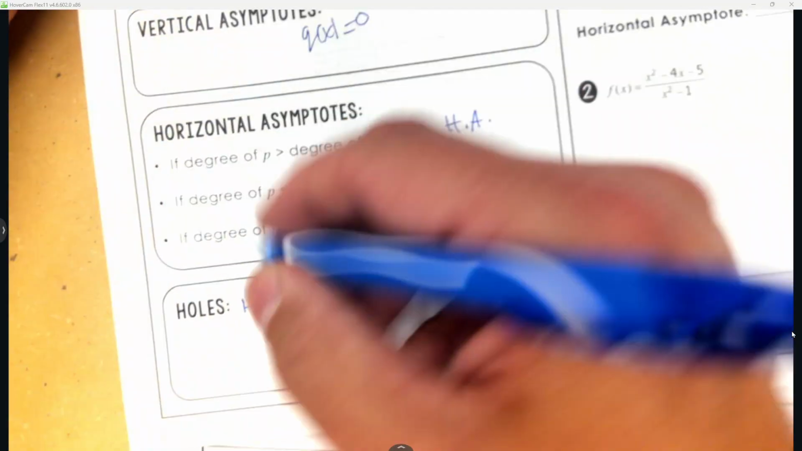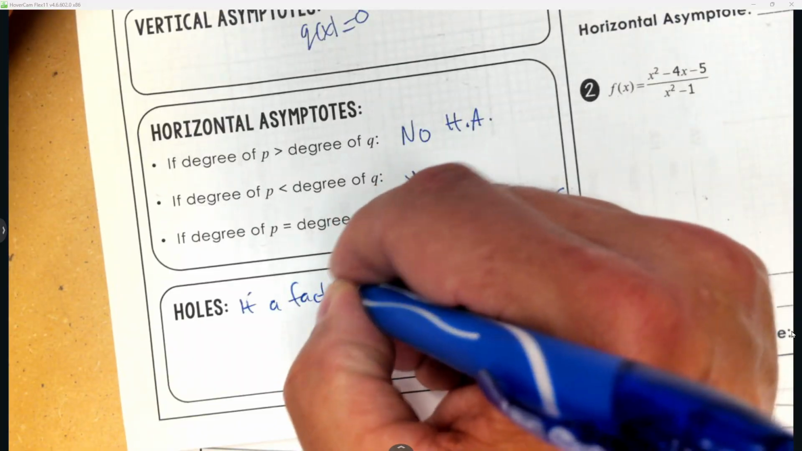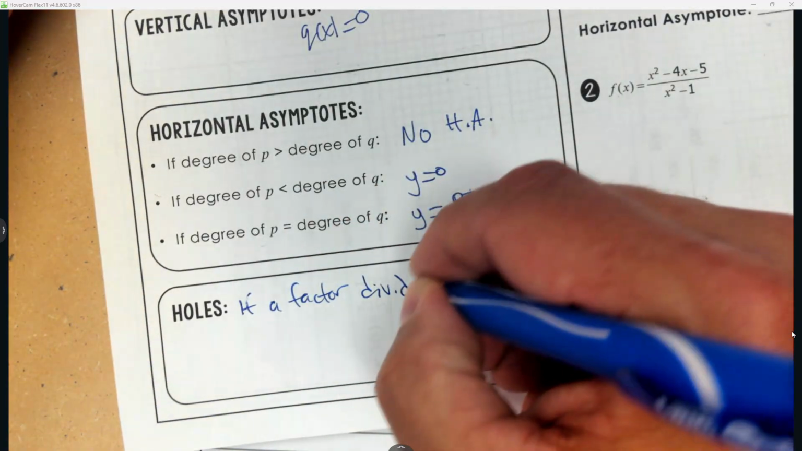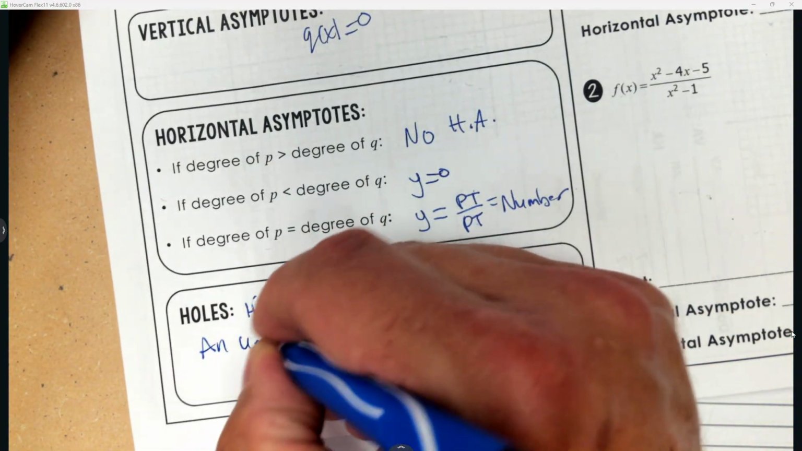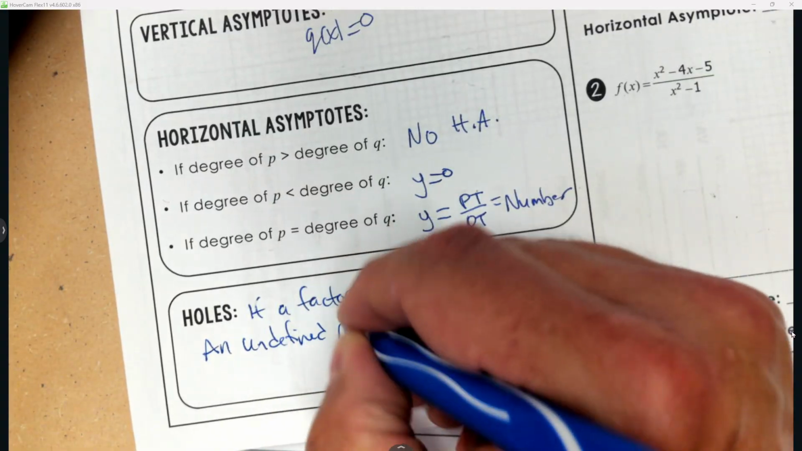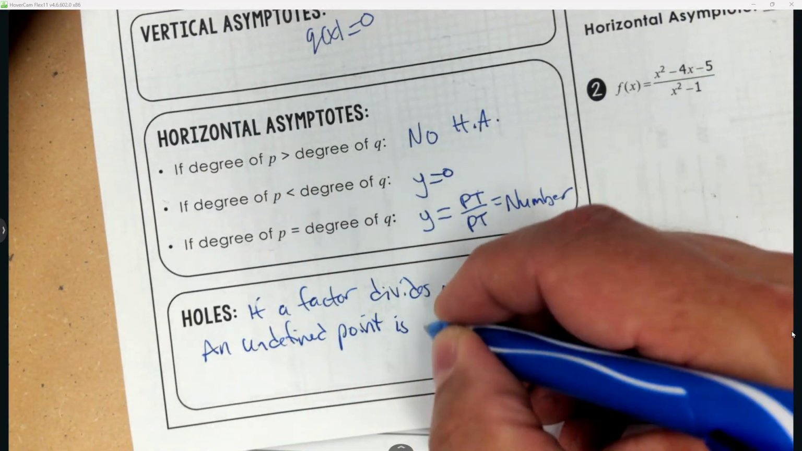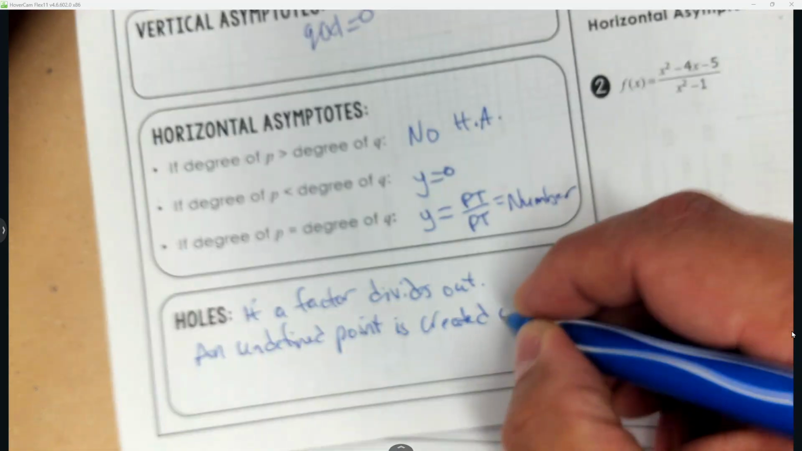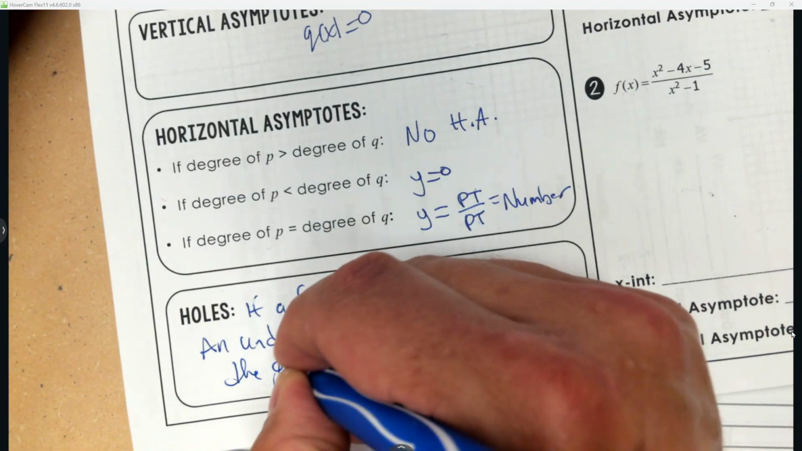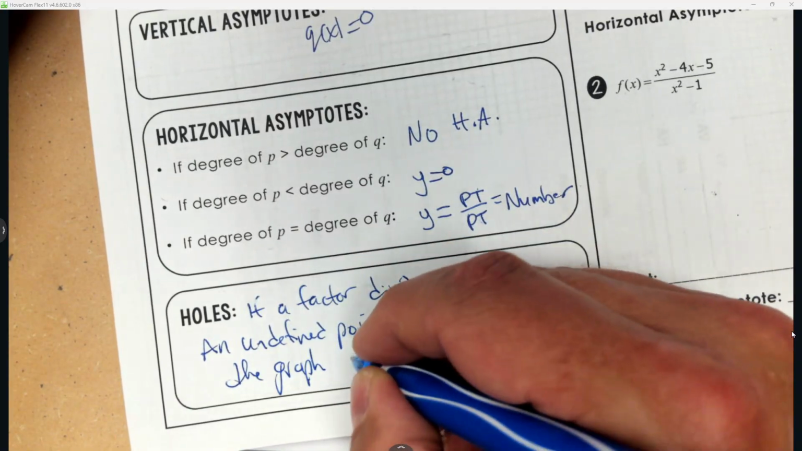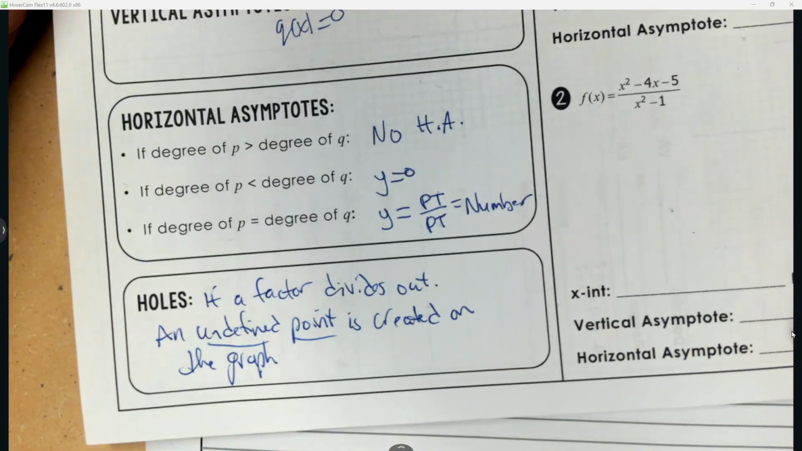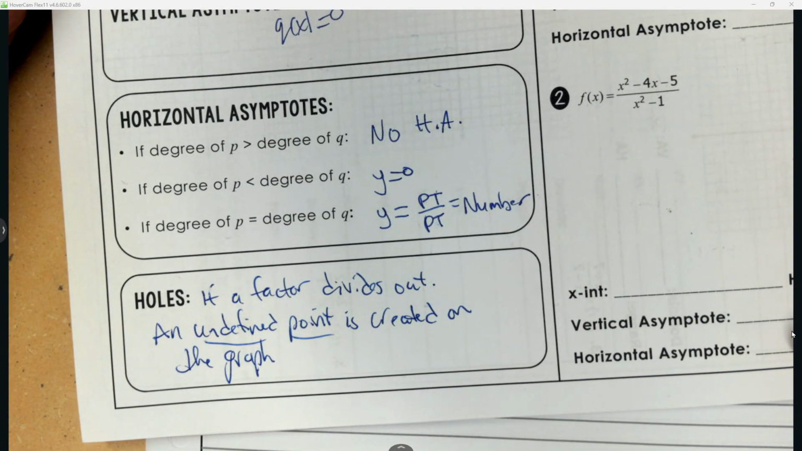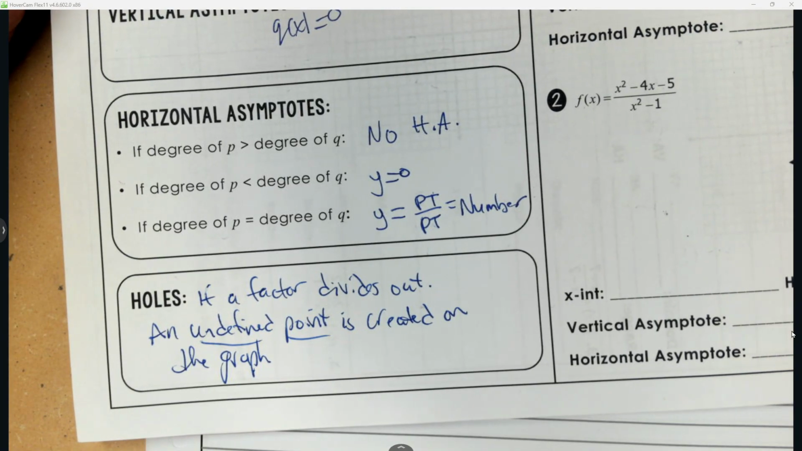There's a hole if a factor divides out. An undefined point is created on the graph. That's what a hole is. So a hole is an undefined point. If a factor divides out, that's what it creates. And then we're going to practice.